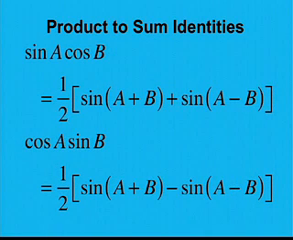We also have the sine of A times the cosine of B, and that's equal to 1/2 the quantity sine of A plus B plus the sine of A minus B. Finally, we have the cosine of A times the sine of B, and that equals 1/2 the quantity sine of A plus B minus the sine of A minus B. These identities are very important identities in calculus. Let's see how to use them in this next example.